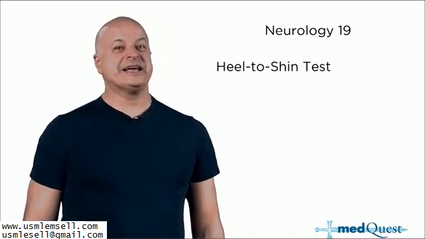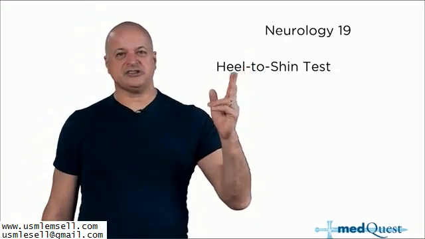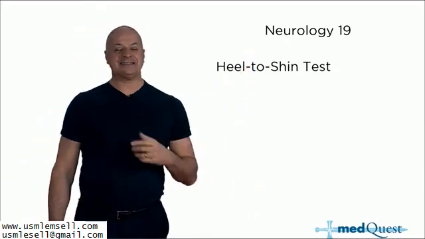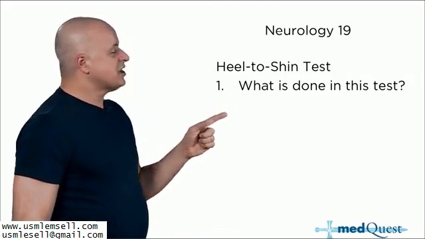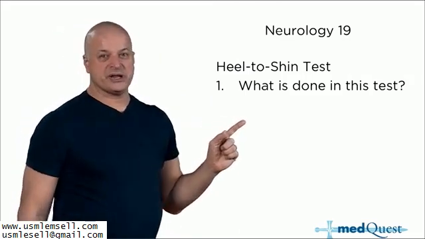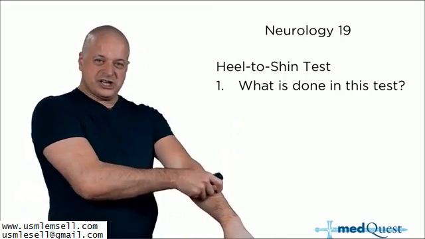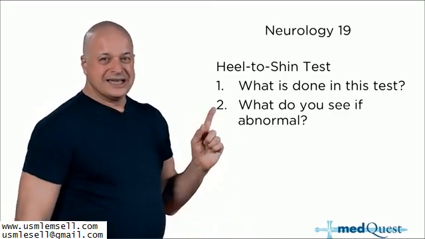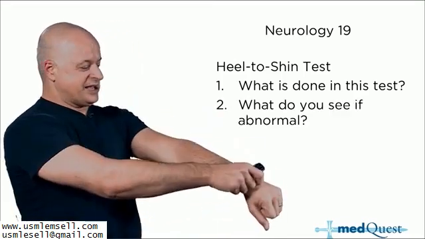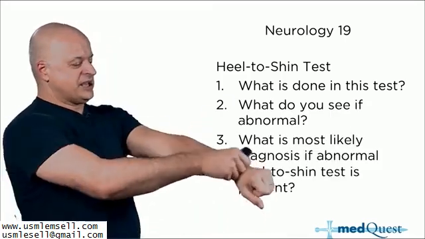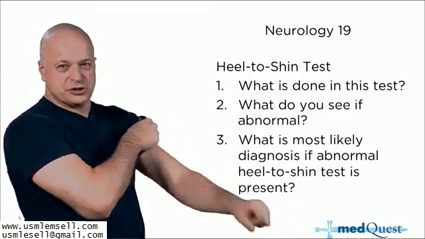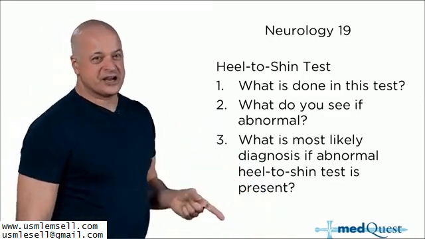Next one, heel to shin. Heel to shin is fundamentally the same as finger to nose, but instead of the face, it's done by putting the patient's heel on their shin and pulling it up in a smooth motion. What do you see if there's an abnormality? That's a cerebellar problem. The diagnosis, if there's an abnormality, is cerebellar disorder.